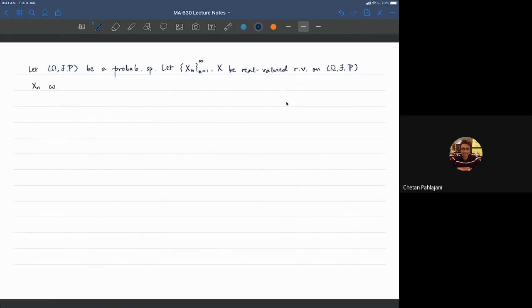Okay, I'll leave it to you to write this out, but let me just say that in analysis, convergence almost everywhere is the same as convergence almost surely in probability. And in analysis, convergence in measure is the same as convergence in probability.